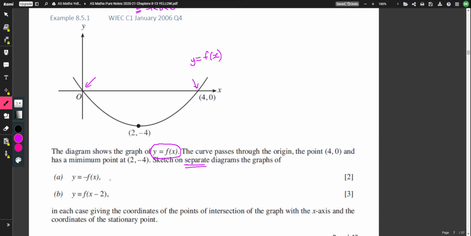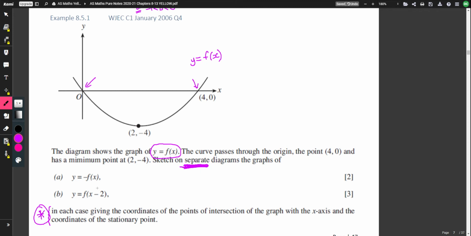In exam questions like this, after the thing you've been asked to draw, there's often another sentence or a couple of sentences afterwards. So make sure you read the whole question before you start drawing anything. So I'm talking about this bit here. In each case, give the coordinates of the point of intersection of the graph with the x-axis and the coordinates of the stationary point as well. Make sure you read all that and then make sure you do that. So separate diagrams. We don't want to throw away marks by doing them both on the same diagram. That's a clear instruction. We've got to follow that instruction.